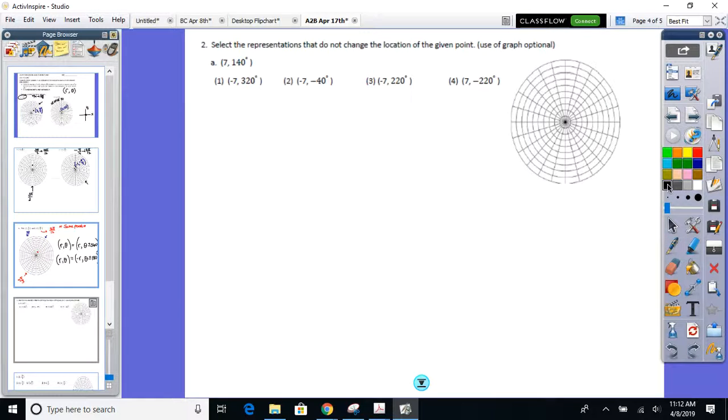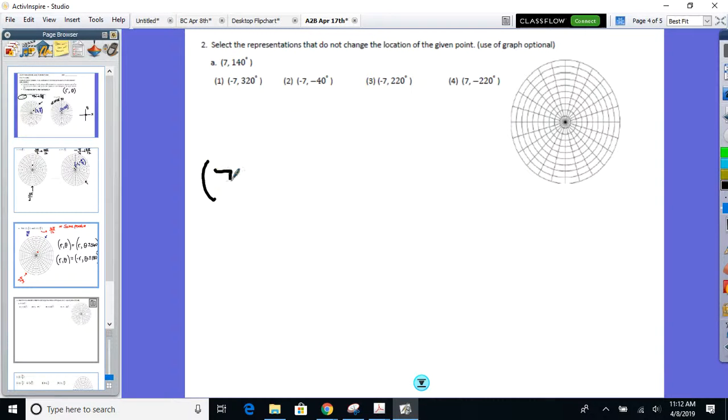All right, here we go, everyone. Select a point that does not change. All right, so 140. I got 4 choices here, and there's more than one answer. Out of these 4 choices, which ones, if I plotted them, would be the same exact point as 140 degrees?